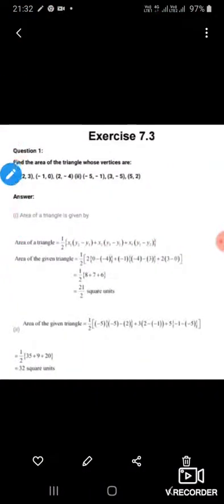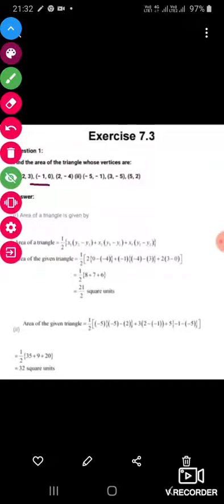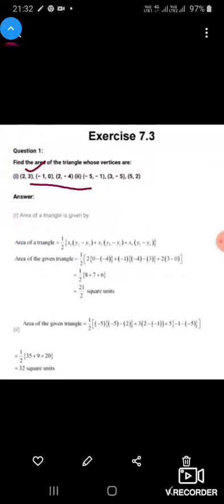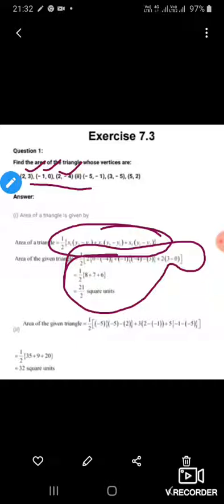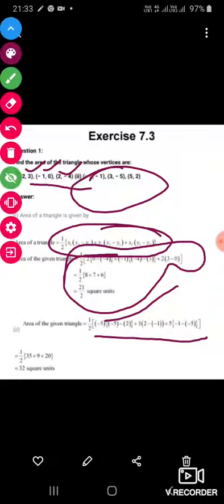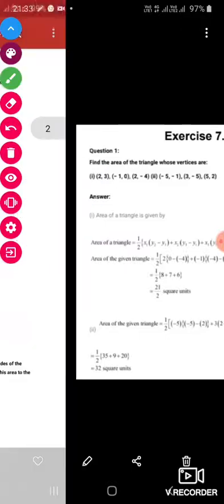In the exercise, the first question is to find the area of the triangle. So class, what we are going to do, we are going to consider this point as x1 y1, this as x2 y2, this as x3 y3, and we will substitute in this formula and solve. Class, again minus signs will come, so whatever is negative here you will keep in brackets, then you will find no problem. Similarly, the second part you have to do.